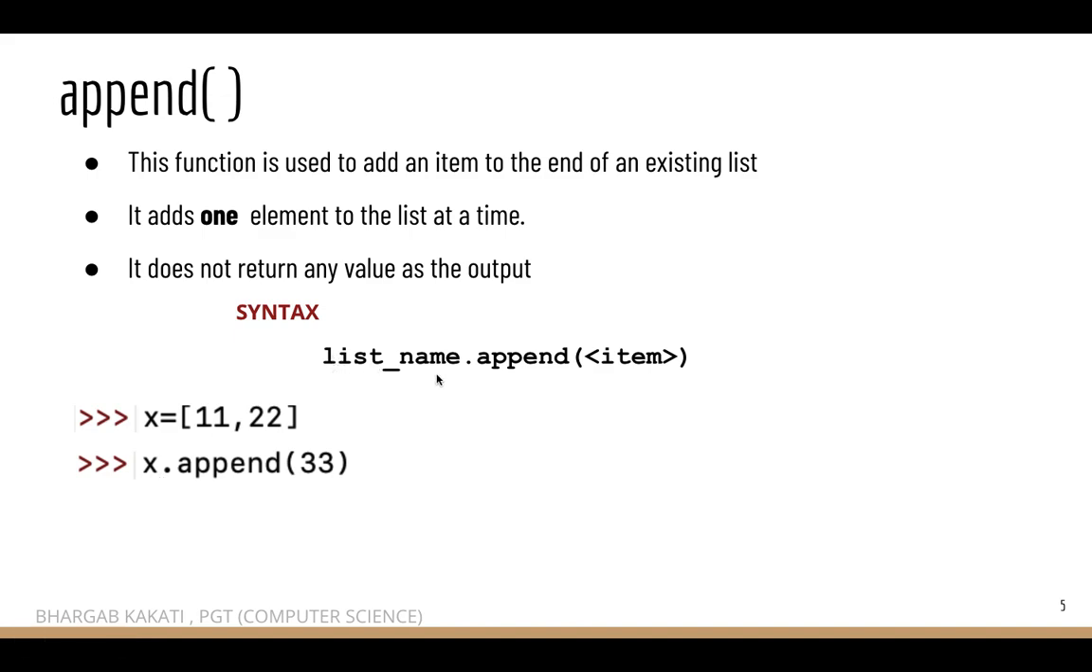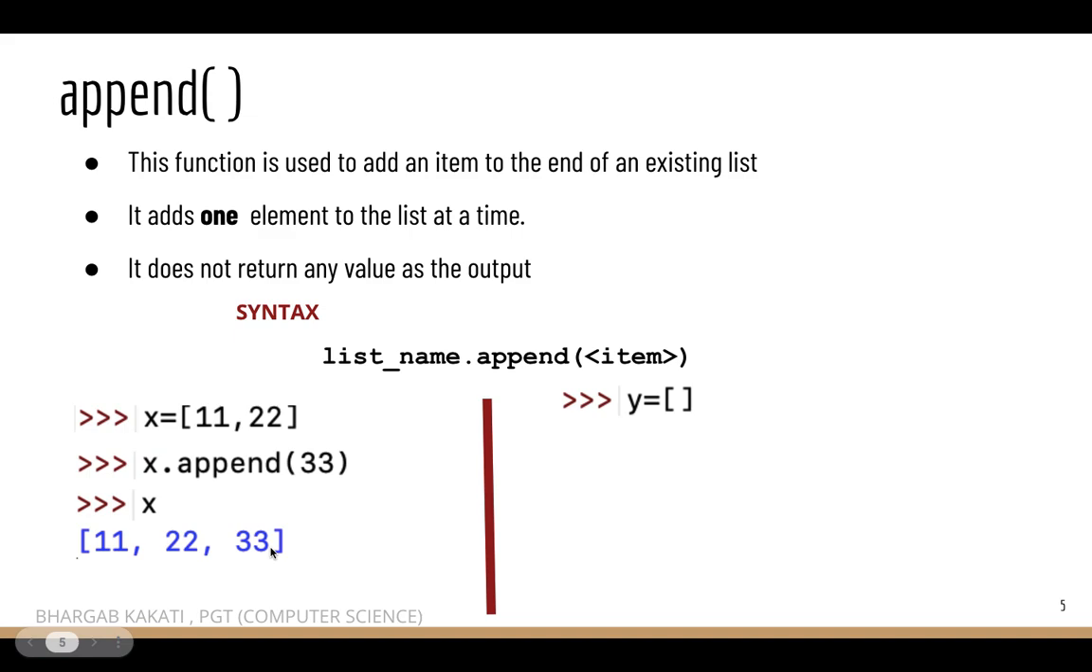I'll do it with the help of this syntax, which is list name. What is the list name in this case? It is X dot append, and within bracket I'll put the item that I want to add at the end of this list X. So how do I see the updated list? By typing X again. You can also give print X. So it will return the new list as 11, 22 and 33.